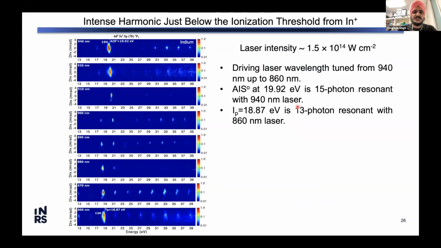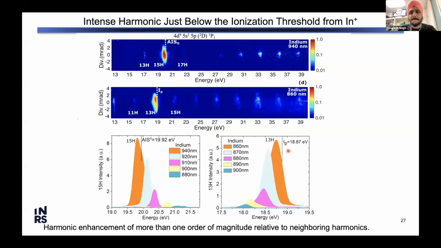We further changed the driving laser wavelength. Instead of going to the mid-infrared, we went to the near-infrared laser wavelength. Here is the example for indium. This is the well-known resonance from the auto-ionizing resonance. However, when we keep tuning the laser wavelength, we see a new kind of resonance observed just below the ionization threshold of the indium ion, which corresponds to the 13th harmonic order at 860 nanometer laser wavelength.